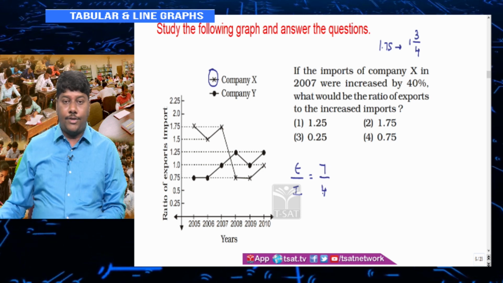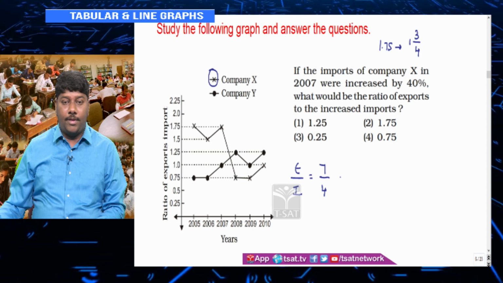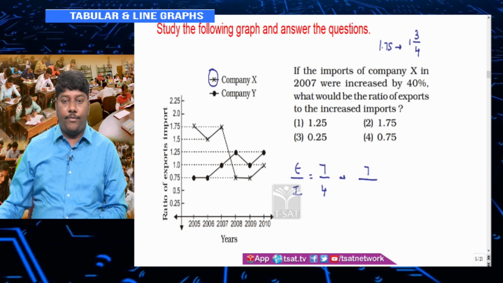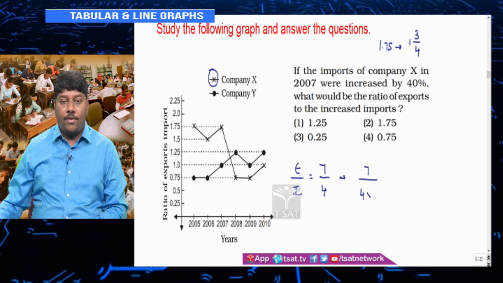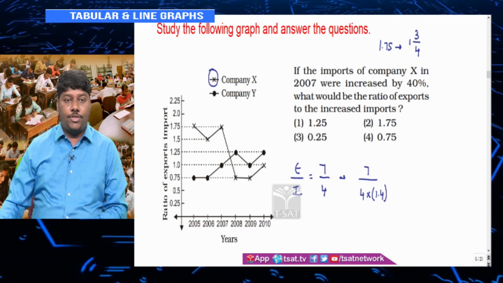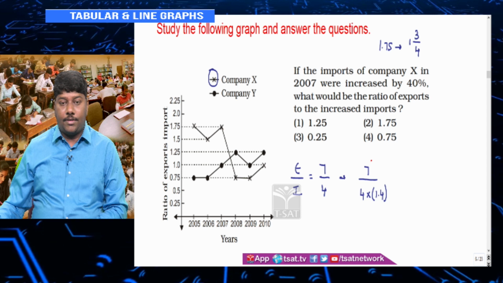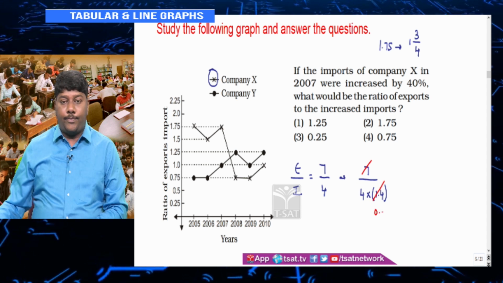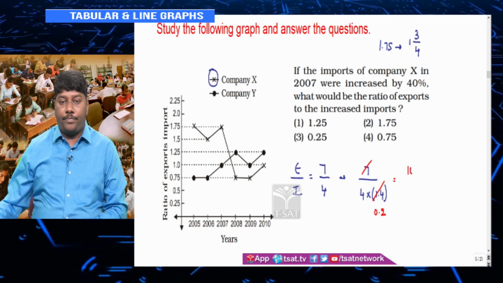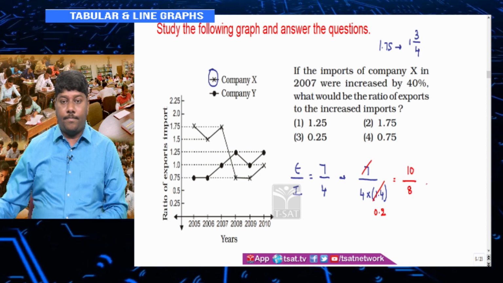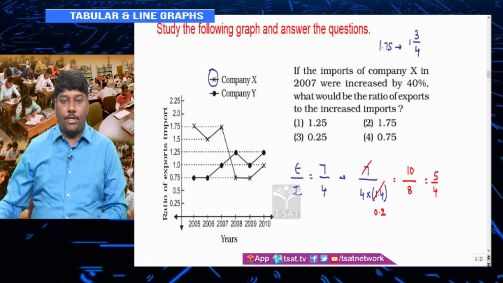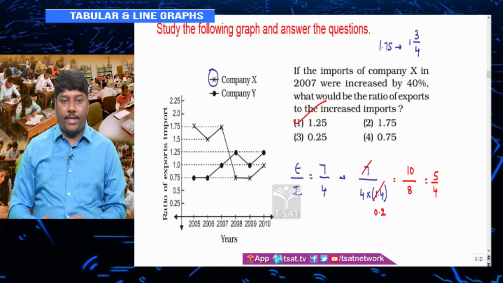So exports is 7 parts, imports is 4 parts, but imports is increased by how much? Exports is 7 only, but imports increased by 40%. You just multiply it by 1.4. Why am I multiplying it with 1.4? Because it is increased by 40%. 4 times 1.4 is 5.6, so the ratio is 7 by 5.6, which is 10/8, which is 5/4, which is in turn 1.25. So the new ratio becomes 1.25.